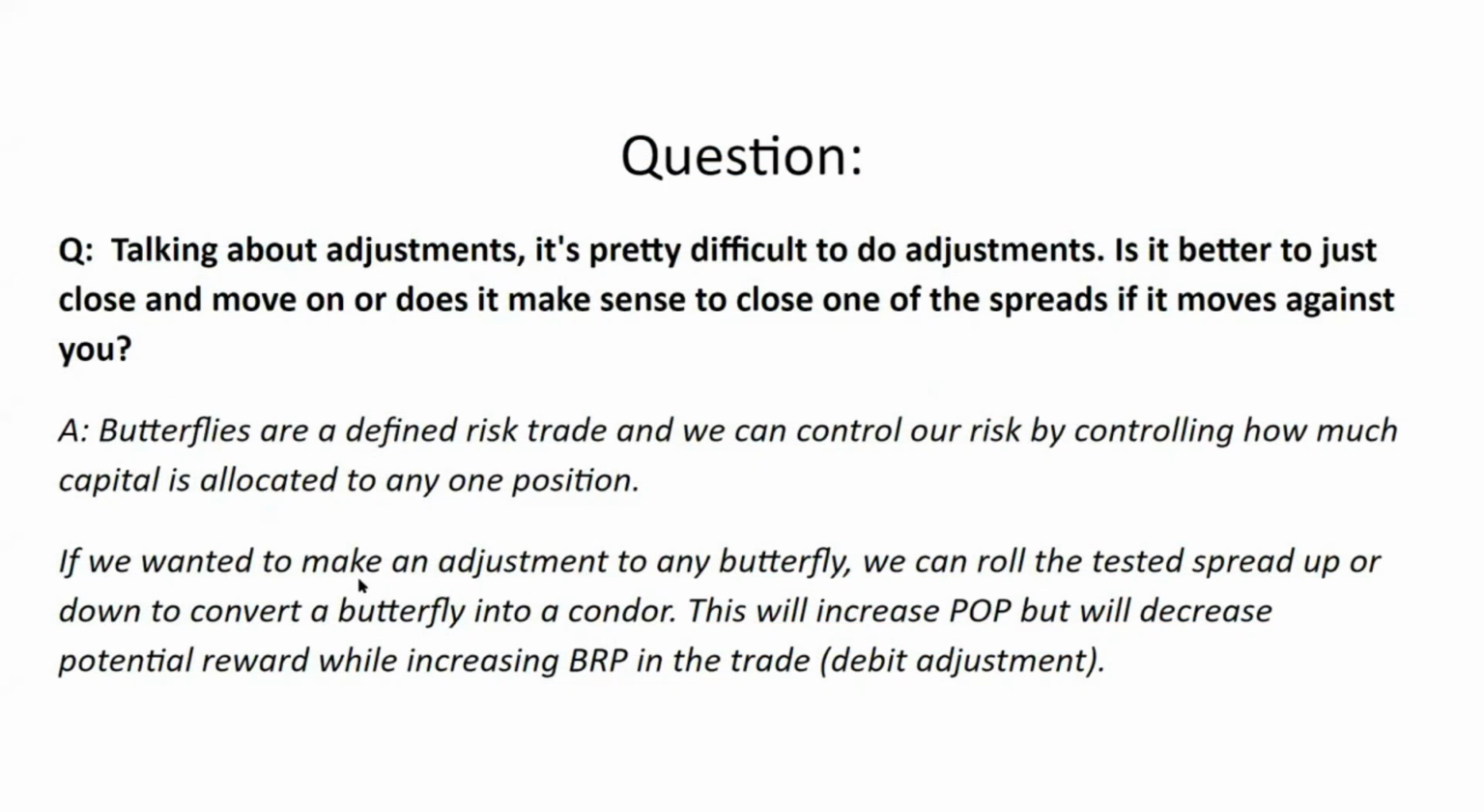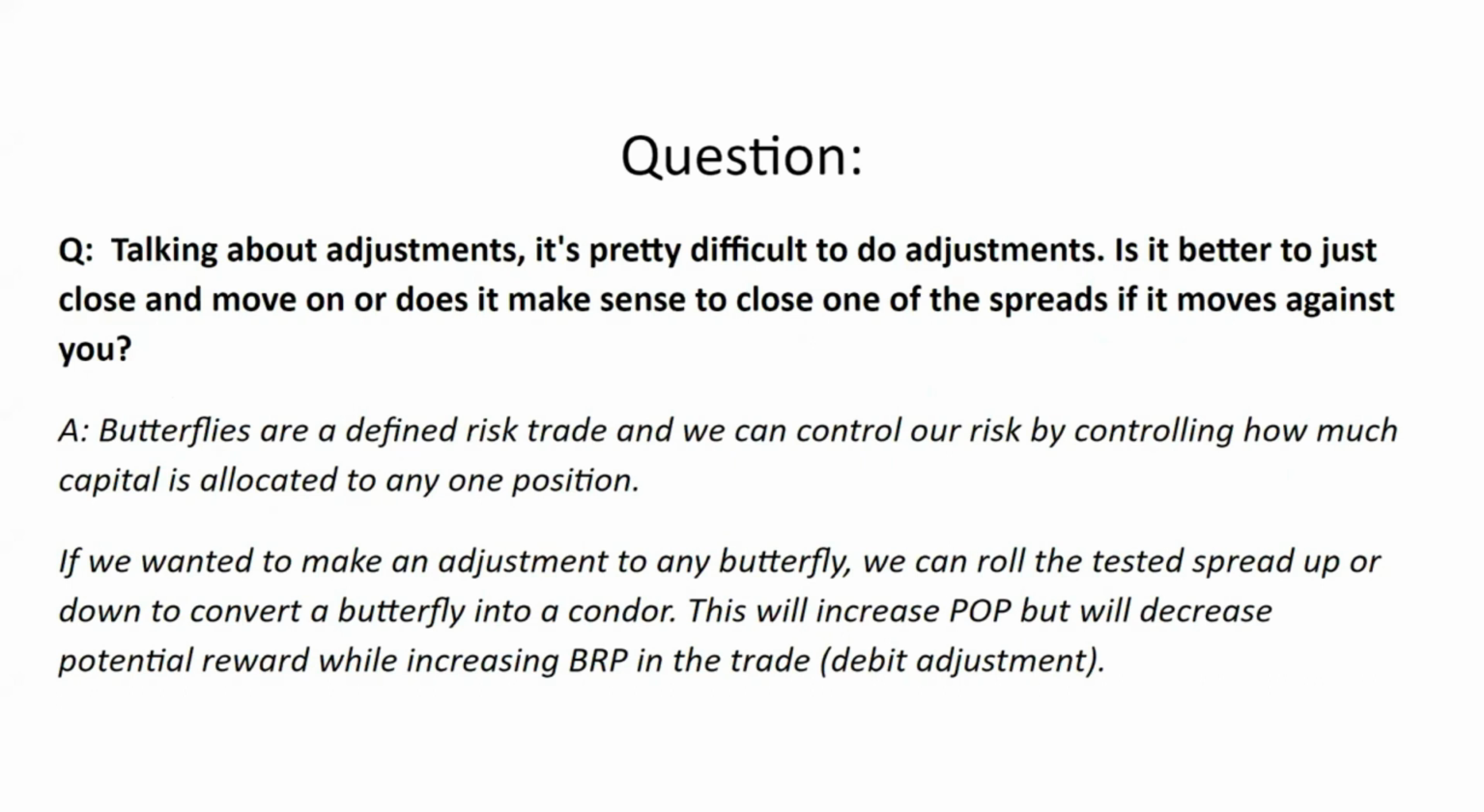Now, I think this is the last question here. We're going to talk about adjustment. It's pretty difficult to make any adjustments. Is it better to just close out and move on, or does it make sense to close one of the spreads and move if it moves against you? So, I wrote in my notes here, the butterflies are a defined risk trade, and we can control our risk by controlling how much capital is allocated to any one position.